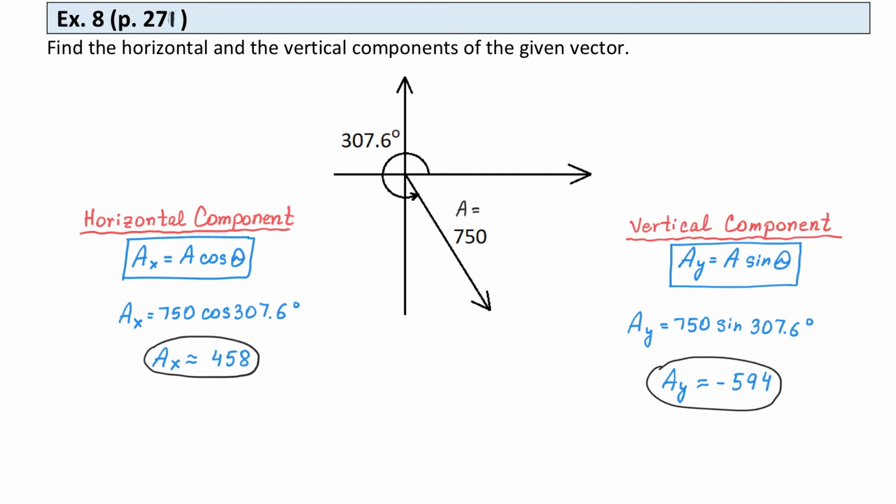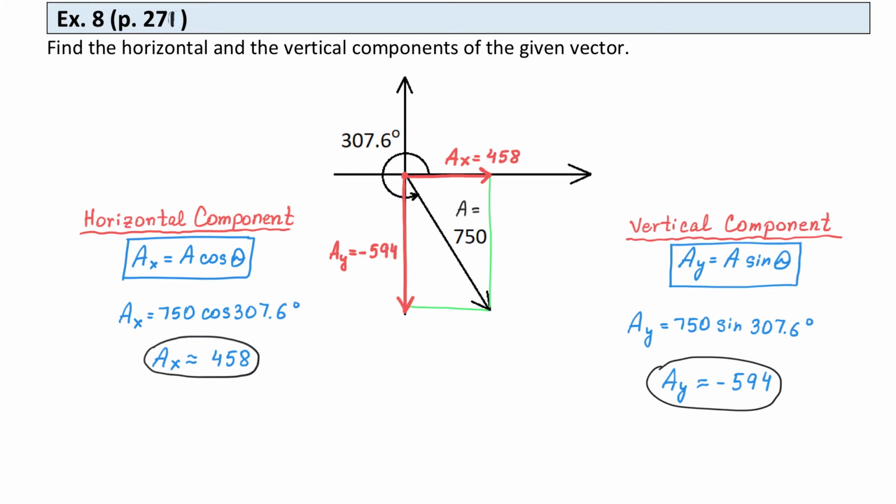594. Now let's draw these components on the graph. From the terminal point of vector A, we will draw a perpendicular up to the x-axis and another perpendicular to the y-axis. Then the vector on the x-axis will be the horizontal component of vector A. We will call it A sub x, and A sub x equals 458. The vector on the y-axis is A sub y, and A sub y equals approximately negative 594. Notice that this vertical component is represented by a negative number, and that is because this vertical component is located on the negative y-axis.